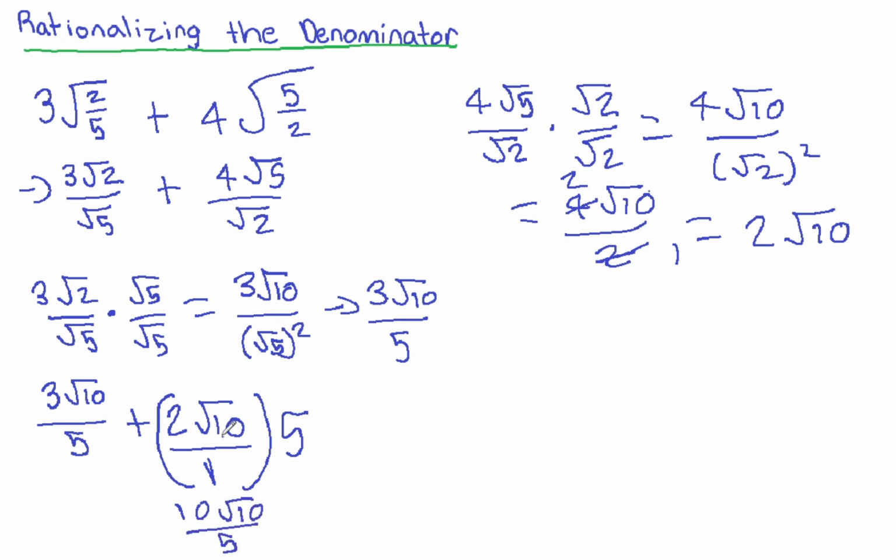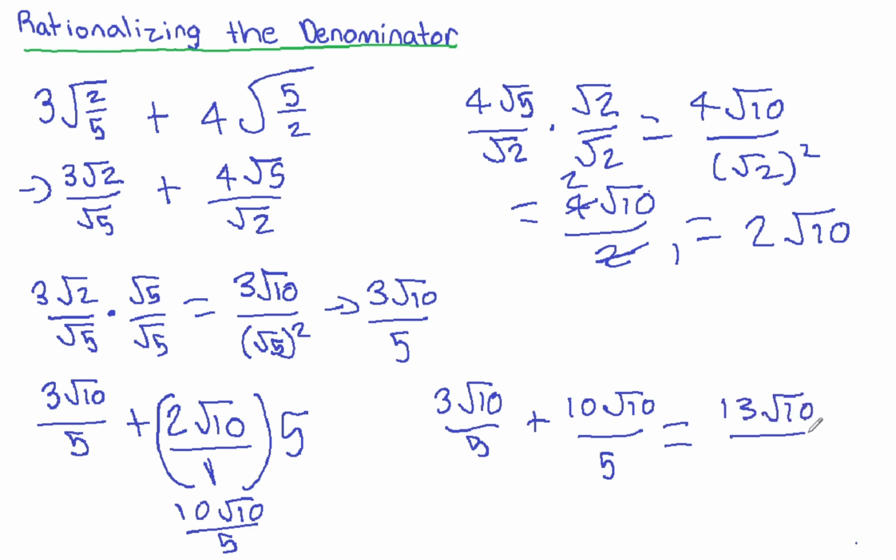If you simplify this, you get 2 root 10 again. So now you can add it together. So 3 root 10 over 5 plus 10 root 10 over 5. And it's just basic fractional addition. So you just get 13 root 10 over 5. So that's our final answer. So you can take these two and simplify it to 13 root 10 over 5.